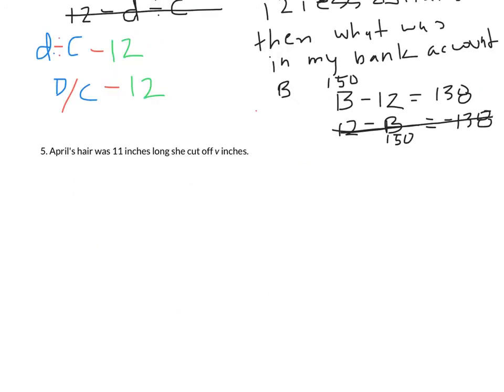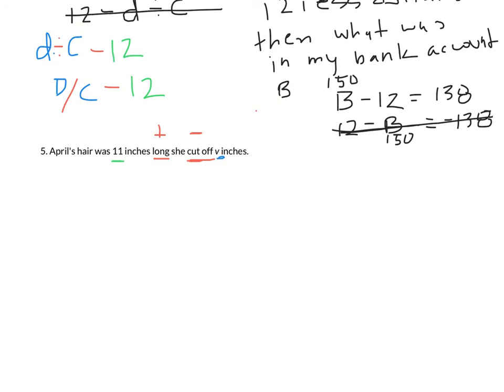So most of you guys got this one right. I don't know if anybody actually got this wrong. So let's take a look at underlining the keywords, the variables, and the numbers here. The first thing is April's hair was 11 inches long. Okay, long, meaning that is a positive. That is something that she has. That's going to be a positive number. Then she cuts off, which is a negative. She's taking it away, and actually it could be that whole term, cuts off V inches. Okay? So number, we got 11, and variable, we have V.